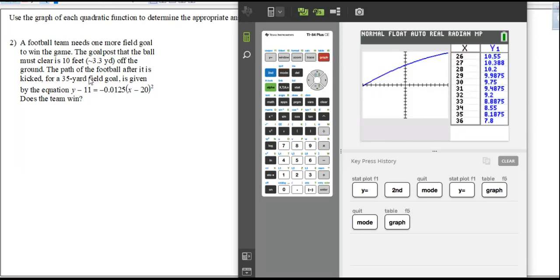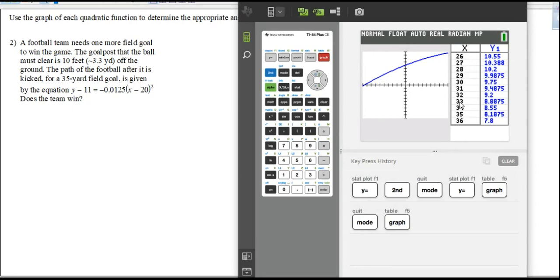Now, since they want us to look at the path of the football after it is kicked for a 35-yard field goal, we're going to focus on what is the height of this football at 35 yards. In order to do that, we will use the table of values. 35 yards is going to be an x value.